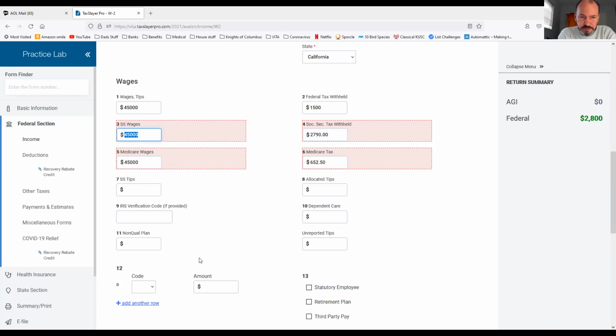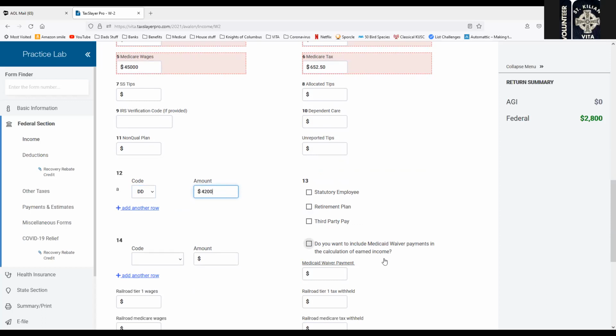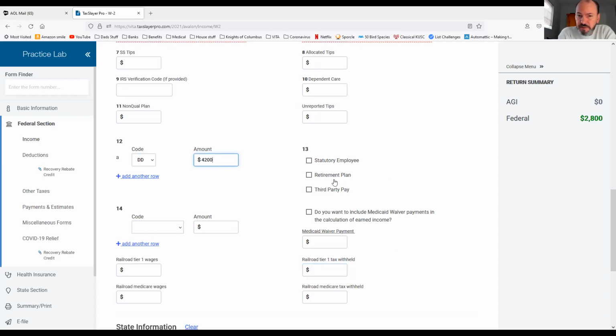Okay, let's cursor down to box 12. In box 12, again, the letters that you're going to use typically in the VITA program, it'll be D or DD, Delta Delta. In this case, she's got health insurance paid by the employer, and that's $4,200. And let's see if she's got a retirement plan. I don't think that's part of the scenario. But if she did have, it's not stated. So if she did have a retirement plan, then we would indicate that. We'd click that box. Yeah, we'll key it as we see it.